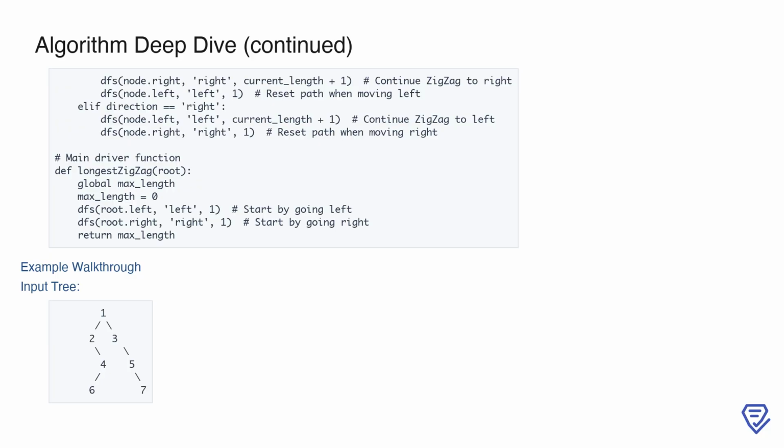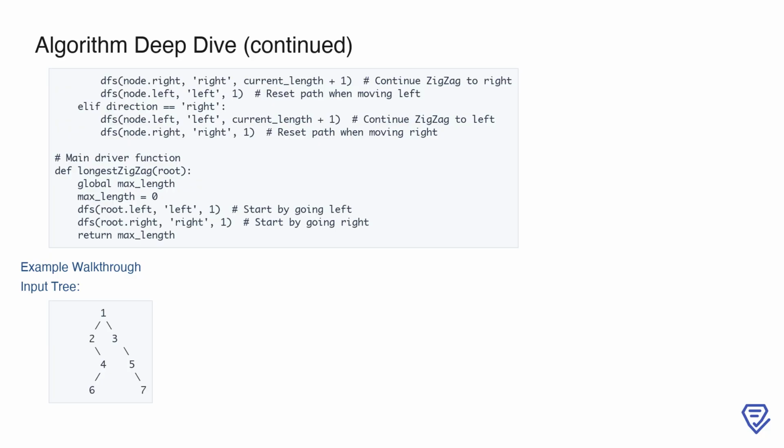The helper function DFS takes three parameters: the current node, the direction of the previous step, and the length of the ongoing zigzag path. If the current node is null, the function simply returns. Otherwise, it updates the global max_length variable with the maximum of its current value and the ongoing path length. Depending on the direction, the function recursively explores the appropriate child nodes. If the direction is left, it continues the zigzag by moving to the right child and increments the path length. Simultaneously, it resets the path length when moving to the left child. The process is mirrored when the direction is right, alternating between left and right children.